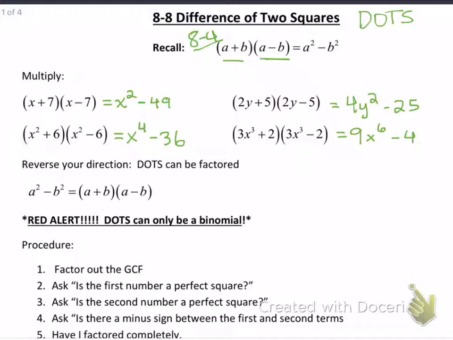Now, what today's section is, for Section 8.5, we are going backwards. We are given a difference of two squares, which is the DOTS, right? And then we're going to factor it into two binomials. Now, a difference of two squares can only be a binomial. Take a minute. Why don't you read through the procedure down below, and then after you're done reading, just skim or scroll down to the bottom.